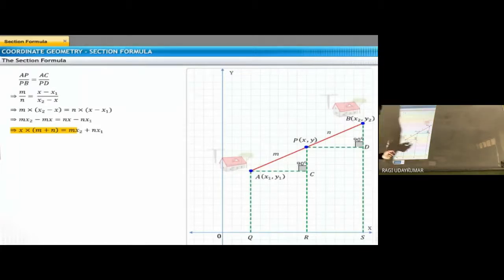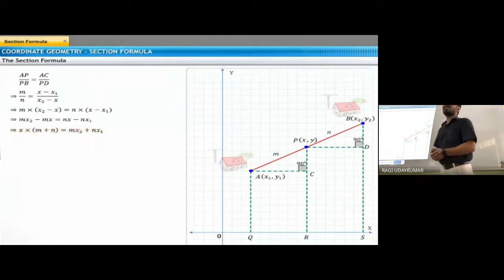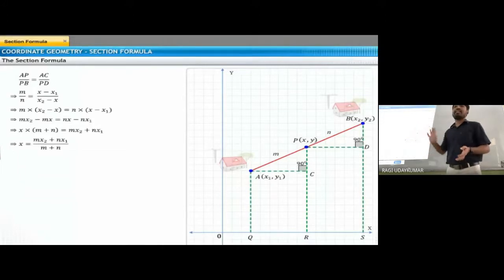Now from this, x is equal to what do you get? x equals (mx2 plus nx1) by (m plus n). So the x coordinate we got. In the same way, how do you find the y coordinate?